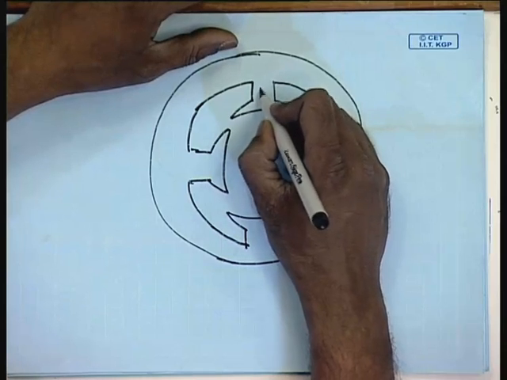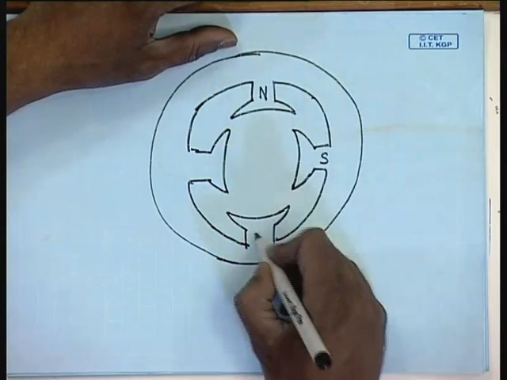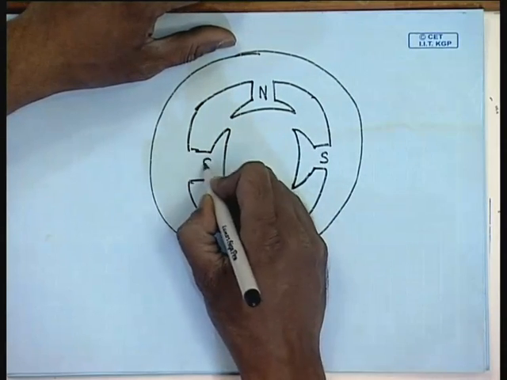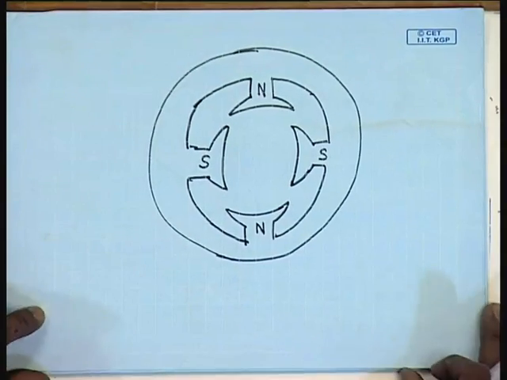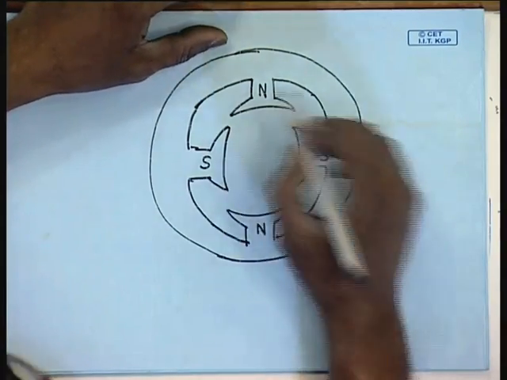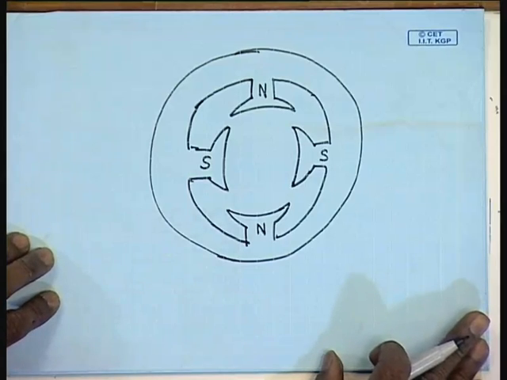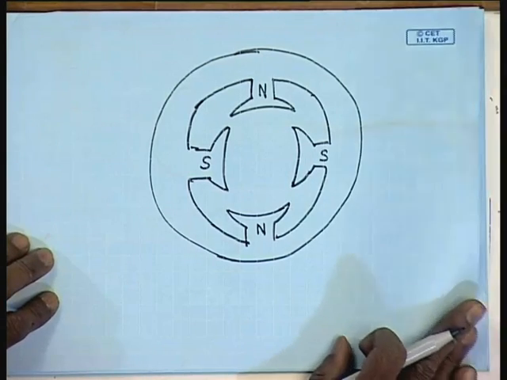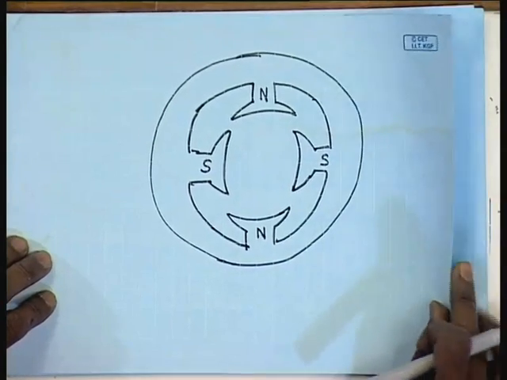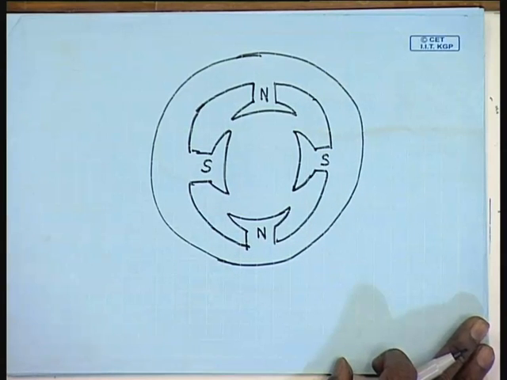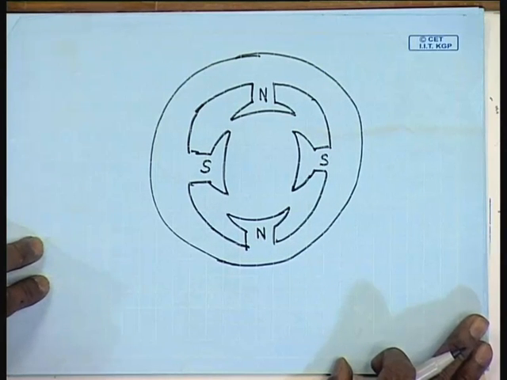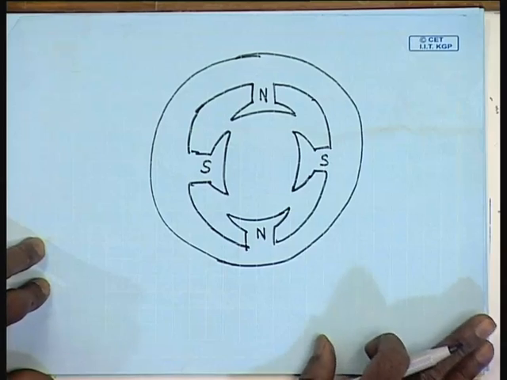So, the pole arrangement will be north, south, north, south. This is the one modification in the stator that a practical machine can have. The number of poles, of course, will be even because there has to be a pair of north and south pole, but it need not be two.